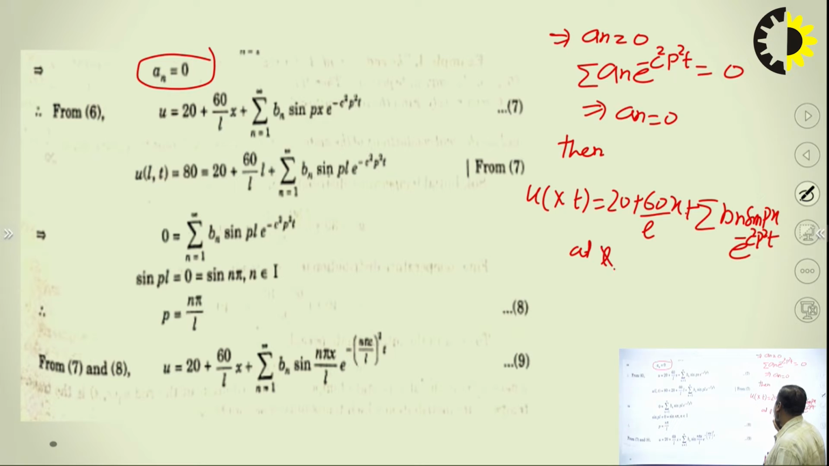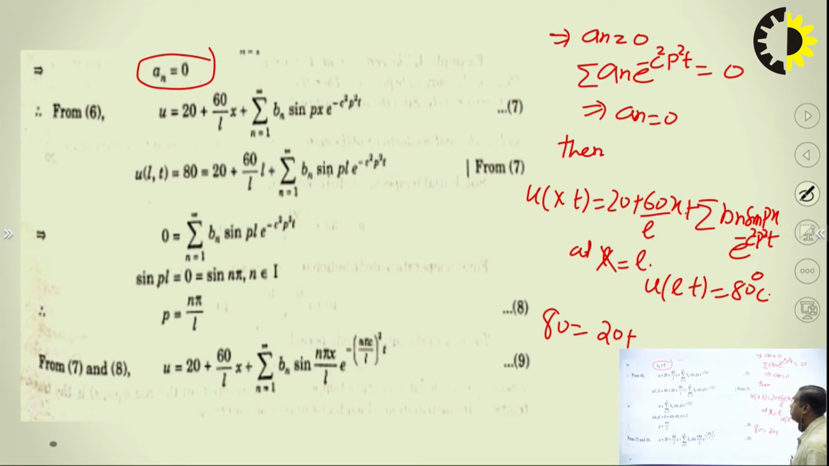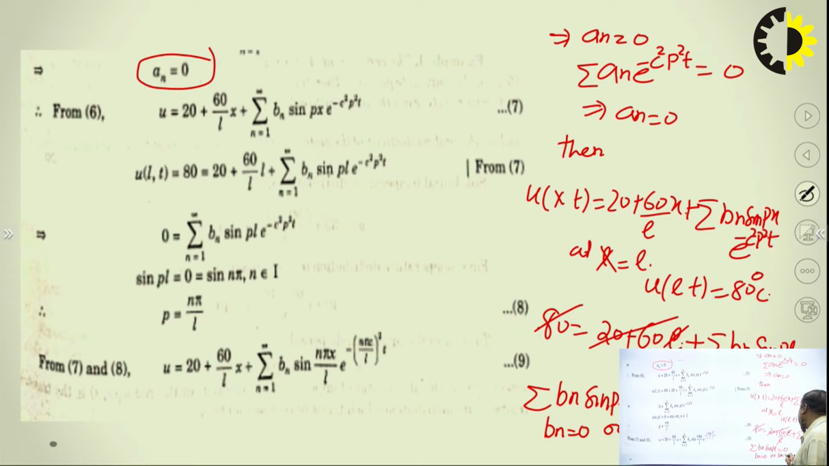At x = L, u(L,t) becomes 80 degrees centigrade, and that becomes 80 = 20 + 60/L · L + summation Bn sin PL e to the power minus c squared p squared t. Adding, 80 and 80 cancel out, so Bn sin PL = 0. Either Bn = 0 or sin PL = 0.